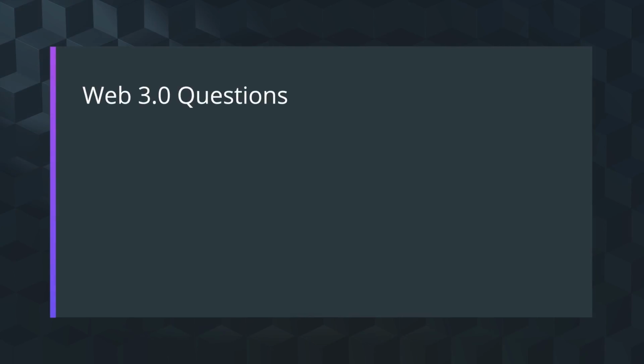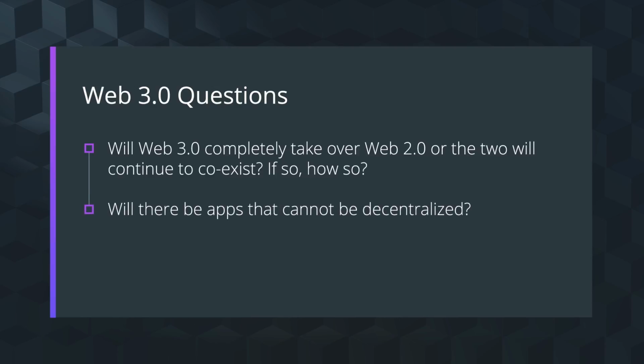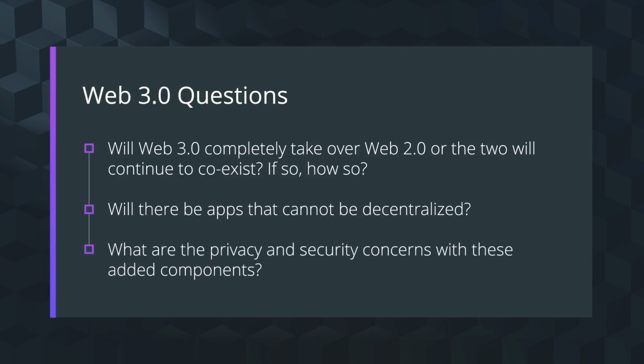So here are some questions up for discussion. Will Web 3.0 completely take over Web 2.0? Or will the two be able to coexist in some way? And if so, how? Will there be dApps that cannot be decentralized? What about the security and privacy concerns of these newly added components? Now, hopefully these new concepts and questions have stirred up your appetite to learn more and help build out this crazy new world.